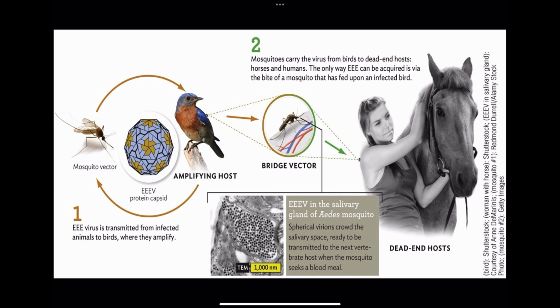The only way an EE virus can be acquired is via a bite of a mosquito that has been fed on an infected bird. So this means there is no other possible way for a human or a horse to get this virus. So it has to be done through a direct bite from a mosquito. That's also a part of the factor of what makes it so rare. And I feel this picture clearly shows how people contract it.